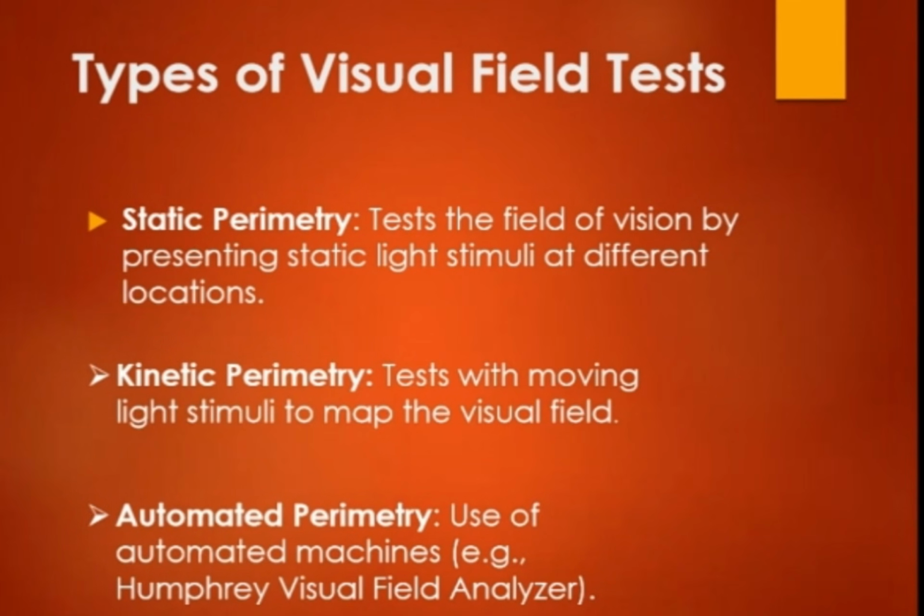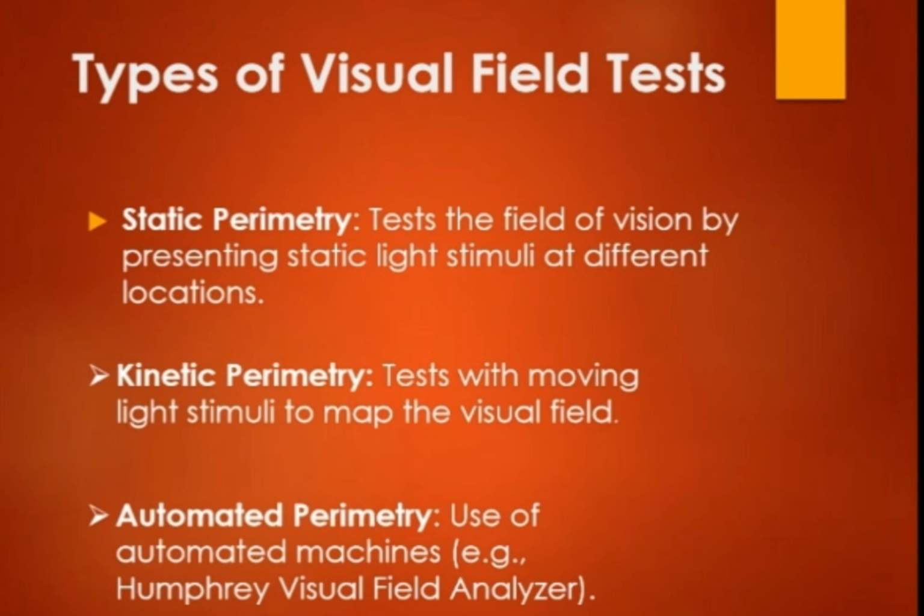There are several types of tests for vision. They include the static perimetry. By perimetry, I mean visual field. We have the kinetic perimetry. We also have the automated perimetry. For the static perimetry, the visual field is tested by presenting static light stimuli at different locations. This static perimetry is done manually. We also have the kinetic perimetry, which is also done manually.